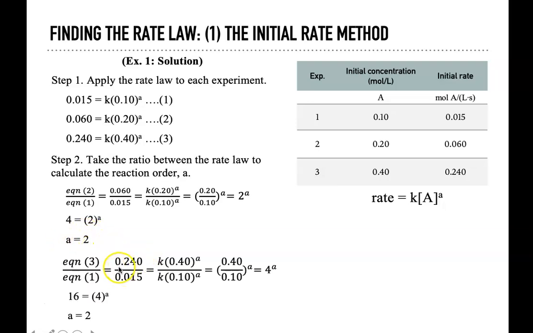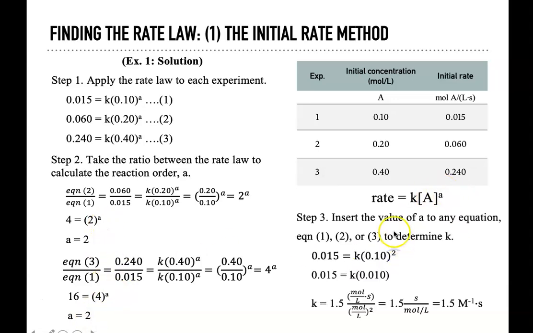Next, we repeat the same thing for experiment 3 and experiment 1, and we find the same result: 16 is equal to 4 to the a, so a equals 2. So we found the reaction order is 2. Next, insert the value of a, which is 2, into any equation; here or here you'll get the same result. Then we can determine the value of the rate constant K.